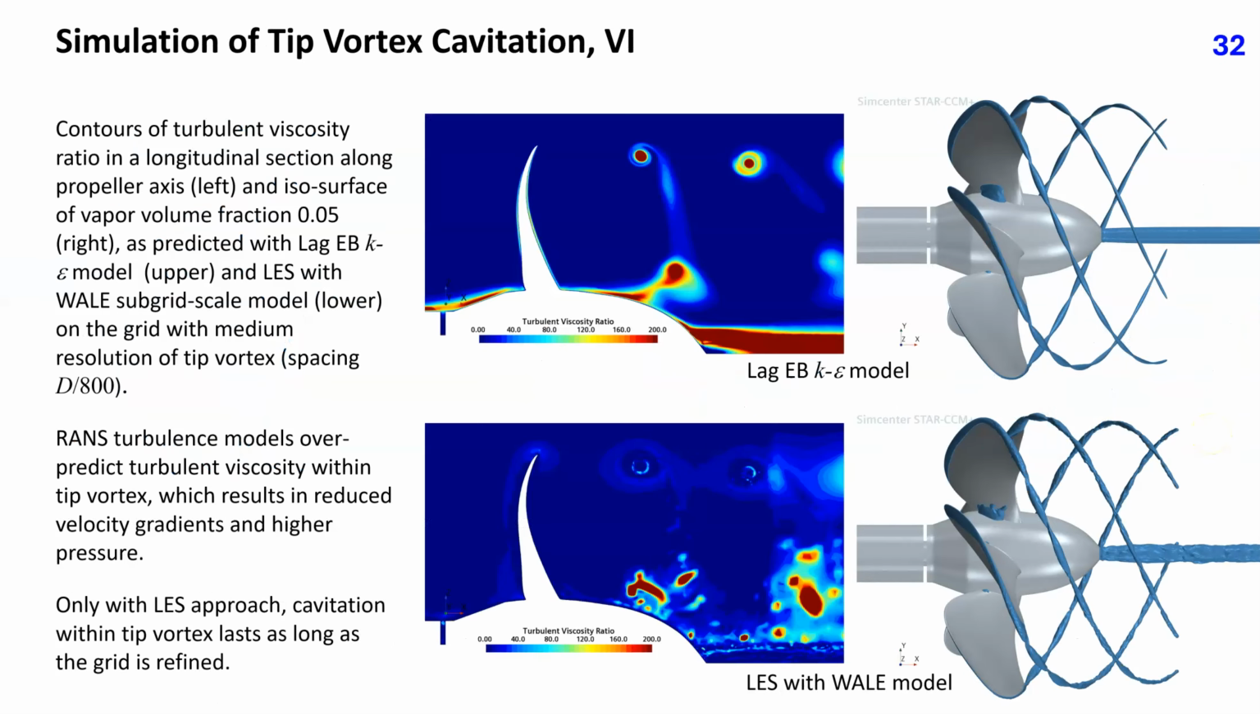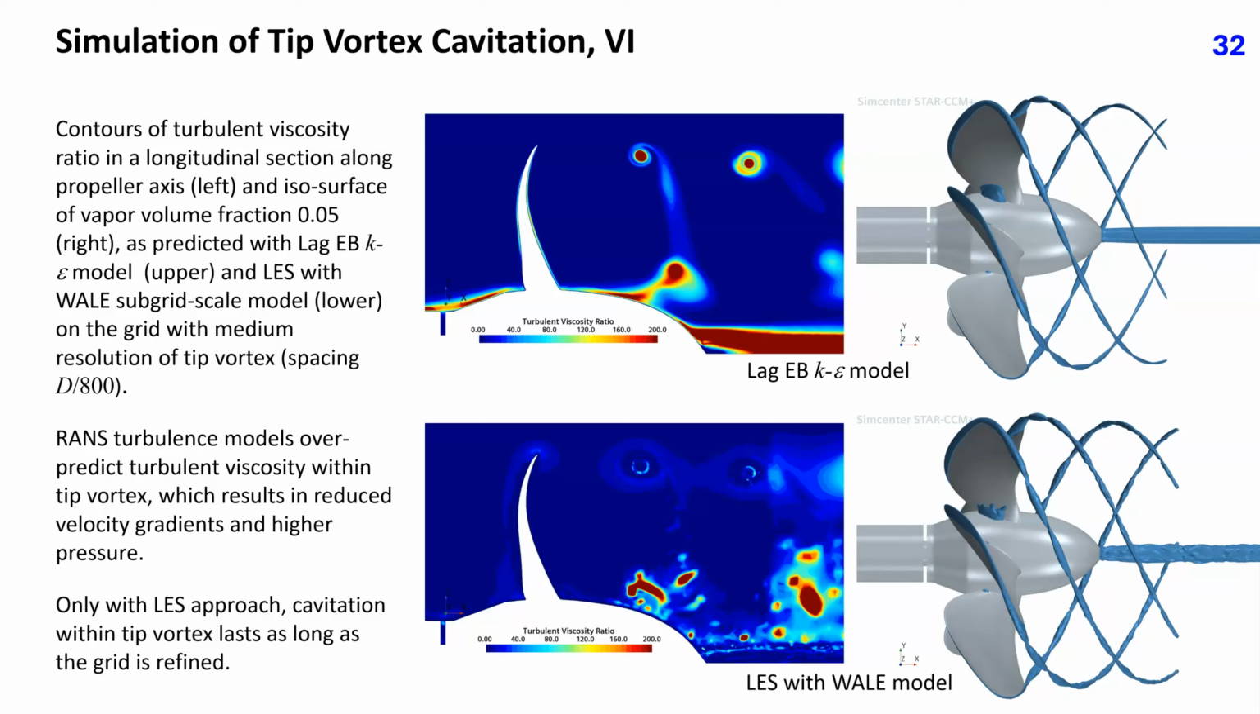These plots show contours of turbulent viscosity ratio in a longitudinal section along the propeller axis on the left, and isosurface of vapor volume fraction 0.05 on the right, as predicted with the Leg EB k-epsilon model, upper plots, and LES with the Weyl subgrid model, lower plot. On the grid with medium resolution of the tip vortex, that is grid spacing of D over 800, RANS turbulence models overpredict turbulent viscosity within the tip vortex, which results in reduced velocity gradients and higher pressure.